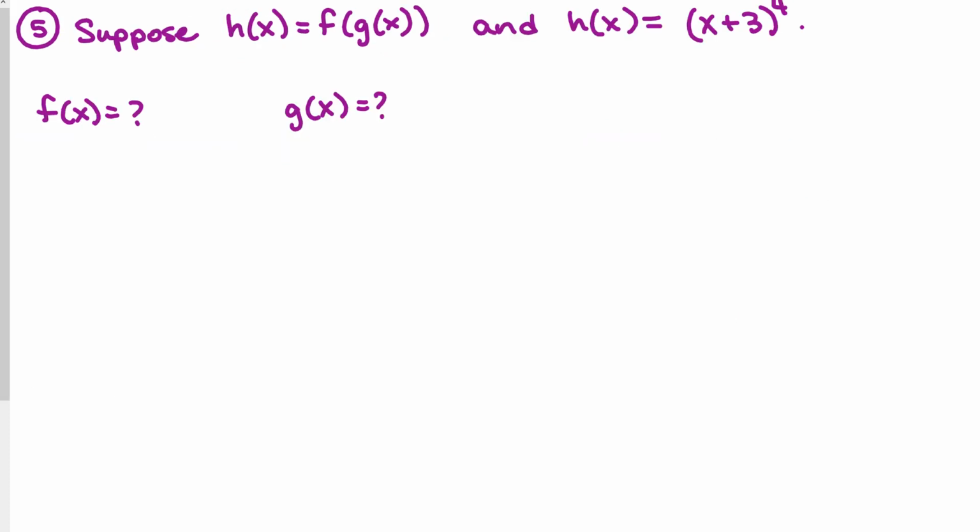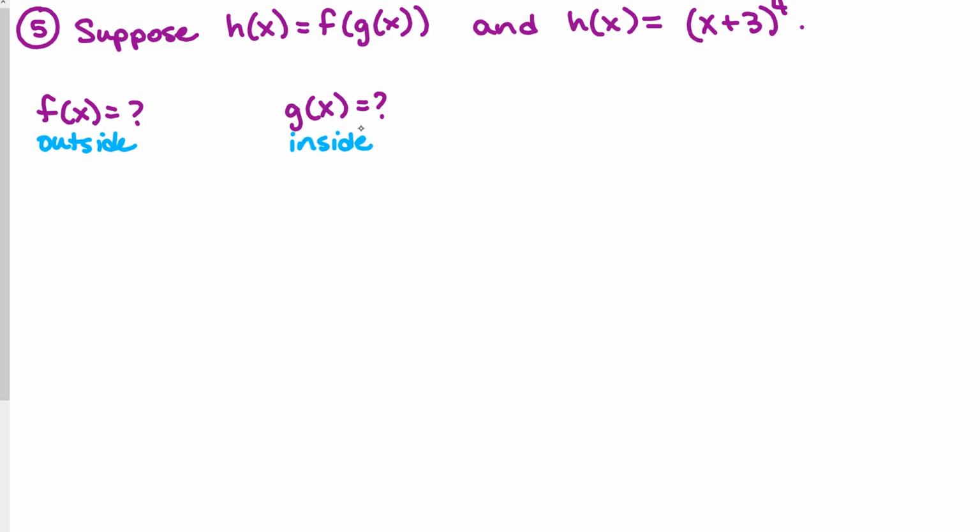And then wrapping it up here, here's another kind of problem you might do with composition. Suppose that h of x is equal to f of g of x. So h is made up of an inside function g, which is inside an outside function f. And we know that h of x is equal to x plus 3 to the 4th. What is f of x? What is g of x? So remember, f of x is the outside function. G of x is the inside function. So what do you think?